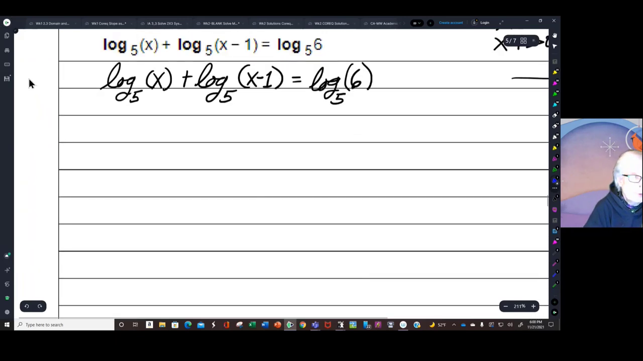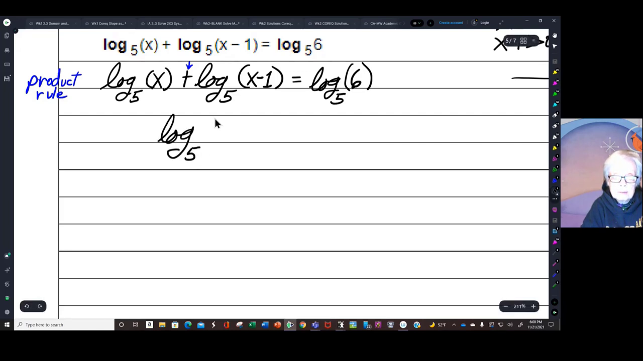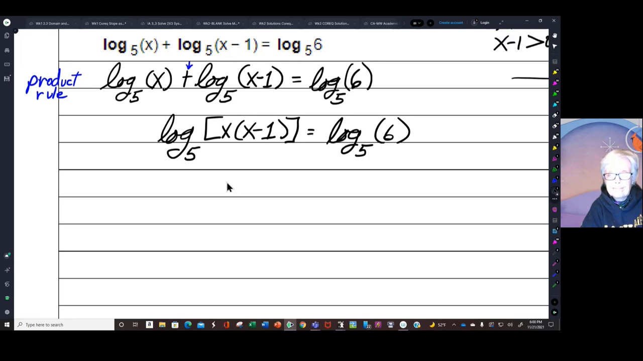Okay, we'll use the product rule because of the plus sign. Product rule. So this will be log base 5 of x times x minus 1 equals log base 5 of 6. Cool, cool beans.